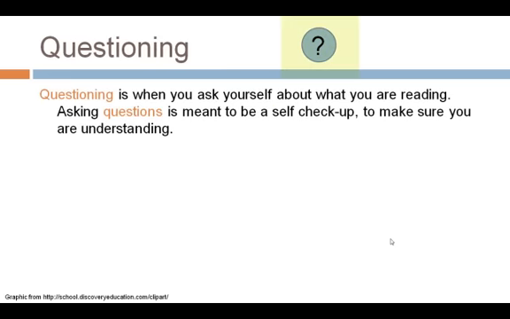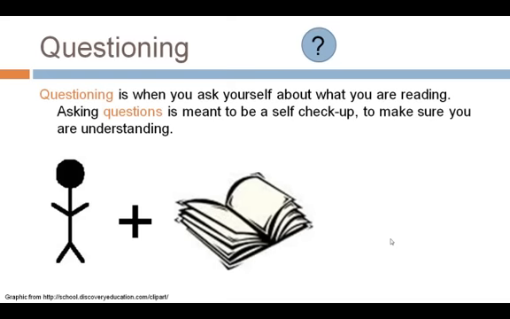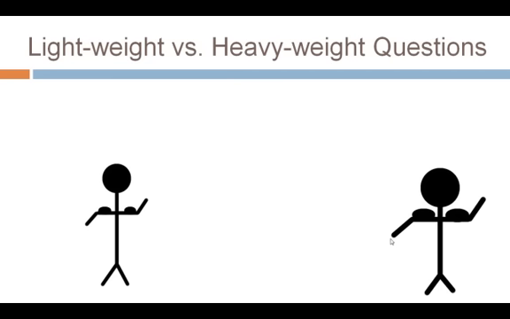Next, we're moving on to questioning. Note there's our circle with the question mark. Questioning is when you ask yourself about what you are reading. Asking questions is meant to be as a self-checkup to make sure you are understanding. So when you yourself are reading, you should always be asking questions. There are 2 types of questions that we're going to discuss today. One is lightweight and one is heavyweight.